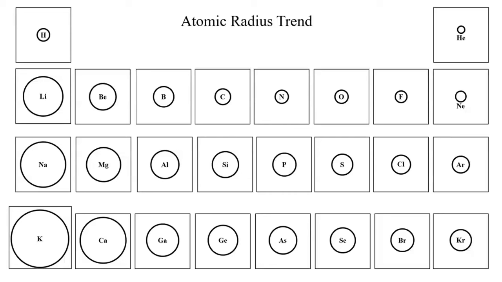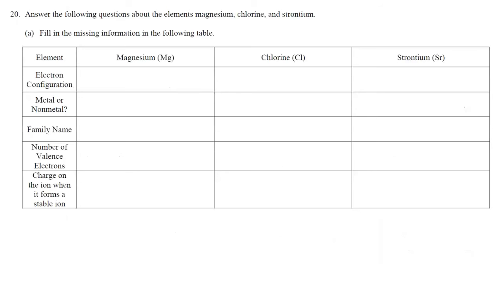Now let's take a look at question 20. In question 20, it says, answer the following questions about the elements magnesium, chlorine, and strontium. In part A, we have to fill in the missing information in the following table. Let's start with the electron configuration for each of these three elements.